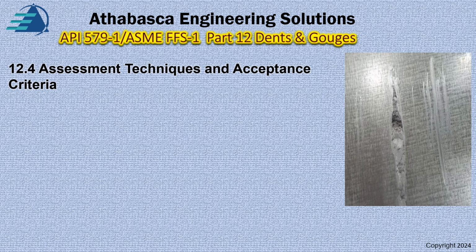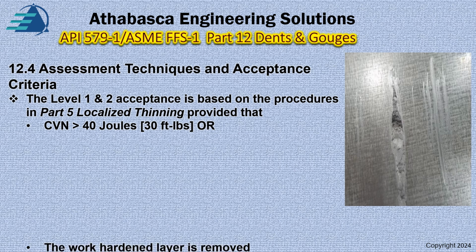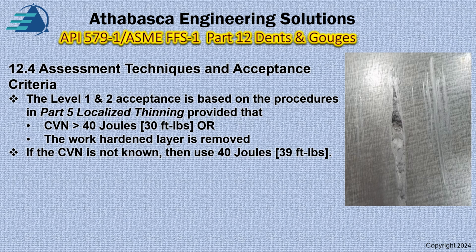Now we look at 12.4, again in the newest edition, assessment techniques and acceptance criteria. Level 1 and 2 is acceptable based upon procedures in part 5 for thinning, provided that we have enough ductility, which is greater than 40 joules, or the work hardened material is removed. When we talked about dressing earlier, that means we're removing the work hardening caused by the plastic deformation of the gouge. If the CVN is not known, then use 40 joules.